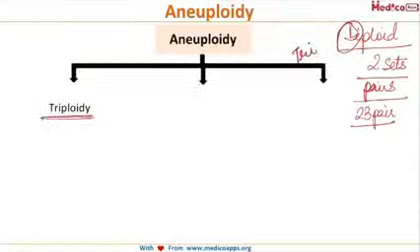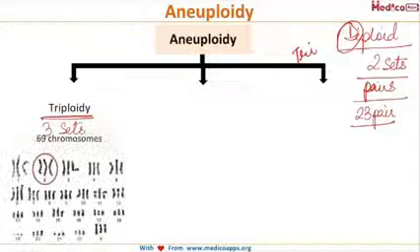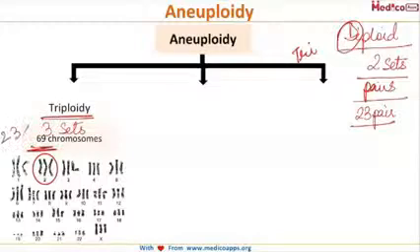So this is the first type of aneuploidy, triploidy. All the chromosomes are present in 3 sets, and you can see this in this picture. There are 3 sets of all the chromosomes. So the total number of chromosomes will be 23 into 3, and that is 69 chromosomes. Now, the second type of aneuploidy, and the most common type, is trisomy. So don't confuse it with triploidy.